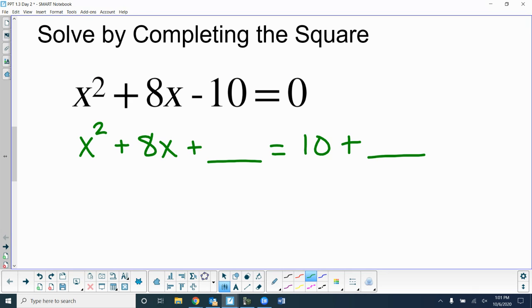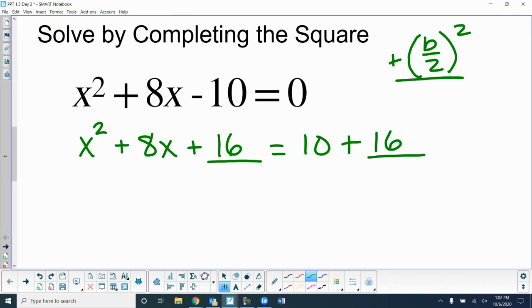What we're doing here, we're completing the square. We're making this one of those perfect square trinomials, one of those special ones. Okay, and like was said, it's B over 2 squared. So what's B over 2 in this problem? What's B divided by 2 in this problem? 4. And what's 4 squared? 16. So 16 goes here.